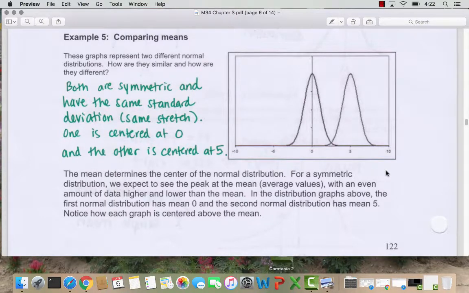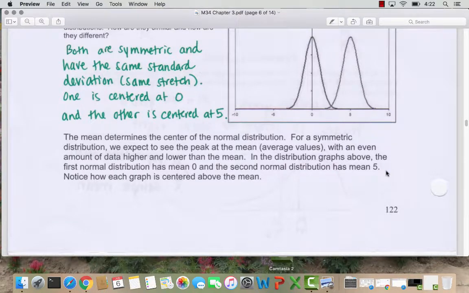For a symmetric distribution, we expect to see the peak at the mean, the average values, with an even amount of data higher and lower than the mean. So in the distributions above, these are both considered symmetric because we've got balanced distributions with no skews.